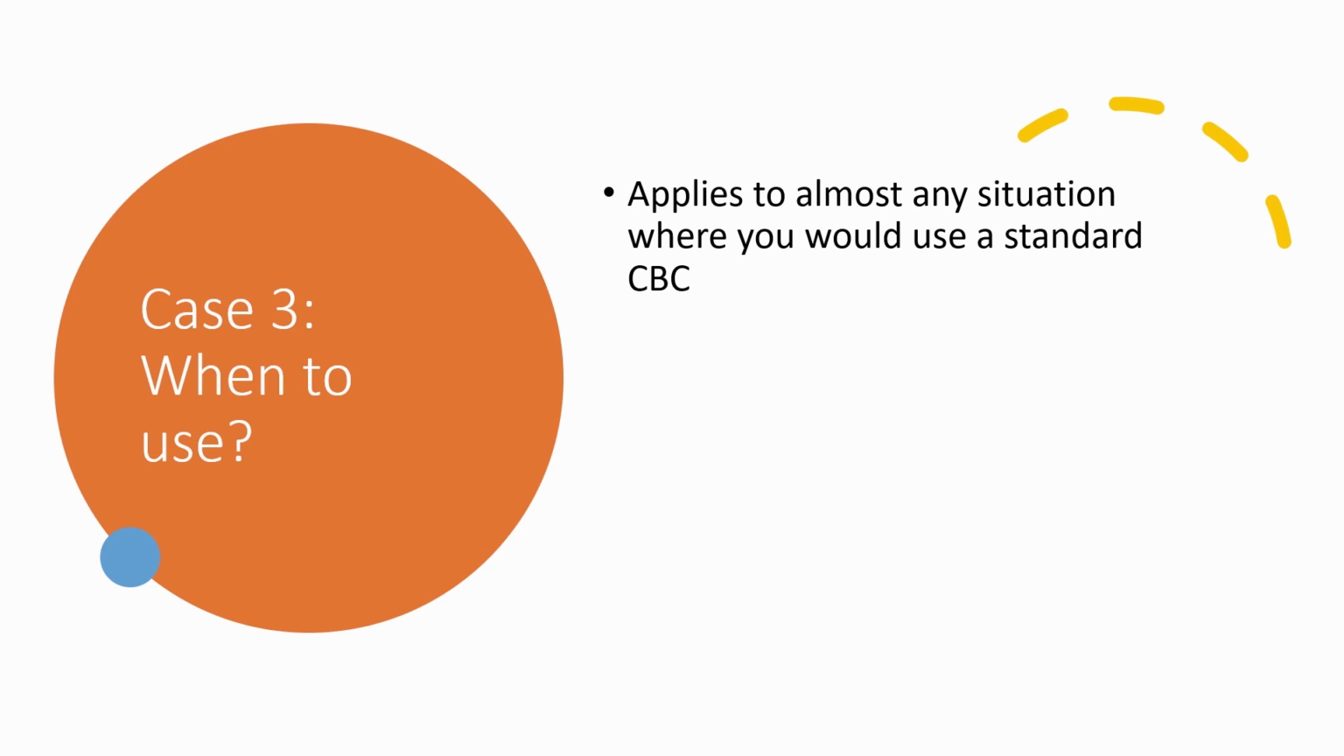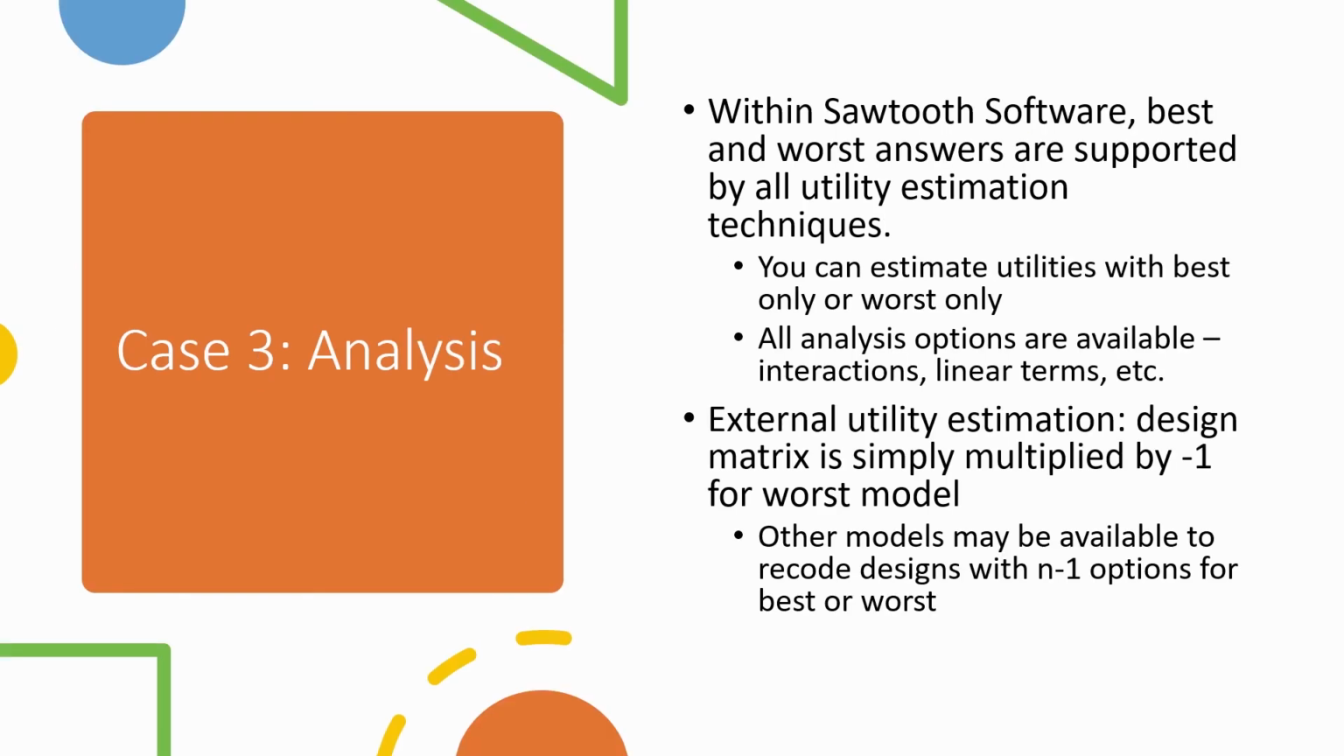All right, when to use this? It applies to almost any situation where you'd use a normal CBC, but it particularly applies to situations where you need the information on the downside of producing a bad product. Also works good, like I said, if you need an additional little bit of information to help get more stable utility estimates.